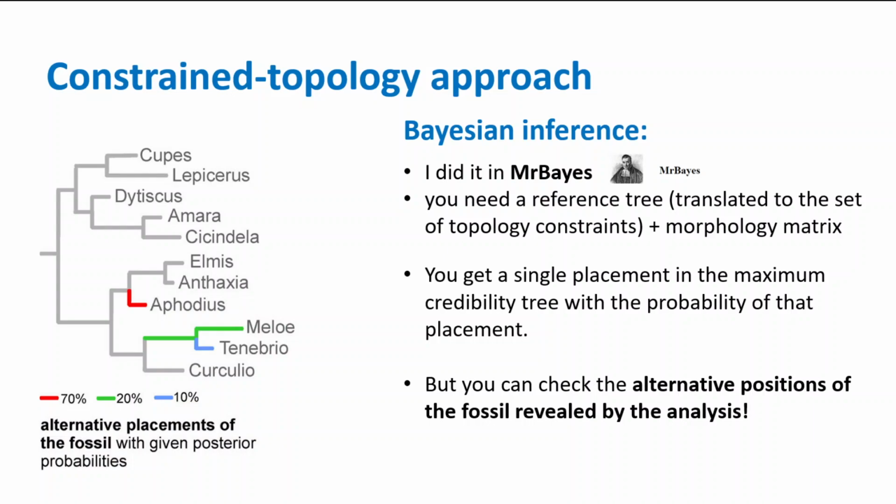And normally in Bayesian inference, you also get a single final tree. This is the so-called maximum credibility tree. In this tree, you get a single position of the fossil, which is the most probable position. But you can also explore the trees and check the alternative positions in which the fossil was revealed, and also get the posterior probabilities for it. As you can see on the picture, which is a schematic illustration, in this case the fossil was in 70% of cases revealed as sister to Aphodius, in 20% of cases to Meloe, and in 10% of cases to Tenebrio. So it can give you some alternatives, including the probability of these alternatives.